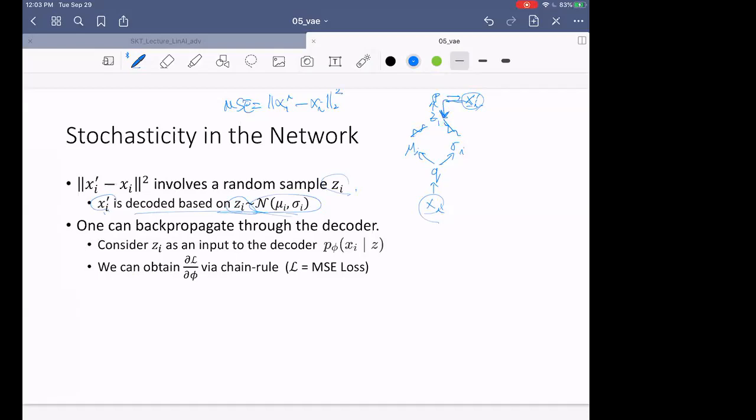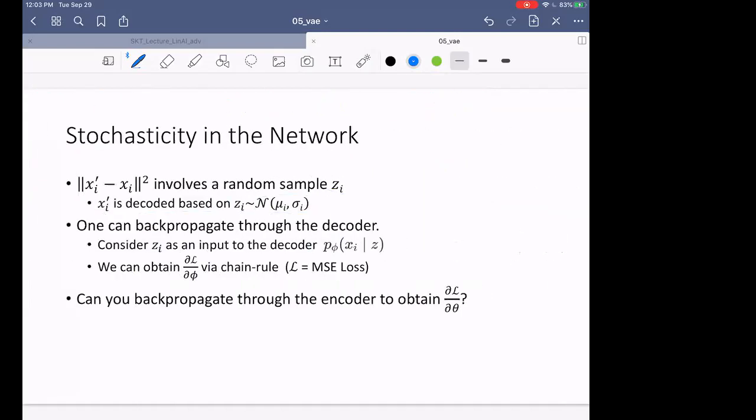You can simply consider z i as an input to your decoder function, p phi, and then you can obtain the gradient of your decoder with respect to the loss function, because you can assume that z i is fixed as far as the decoder is concerned, right? So you can safely do this, but the problem is, can you backpropagate through the encoder to obtain this term? You can obtain this term, but can you obtain this term?